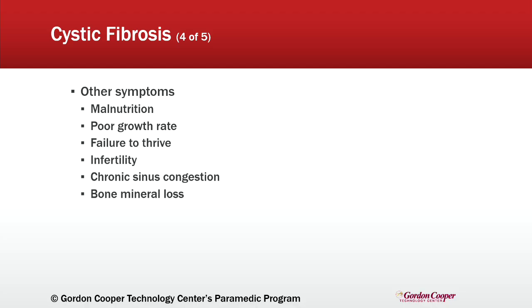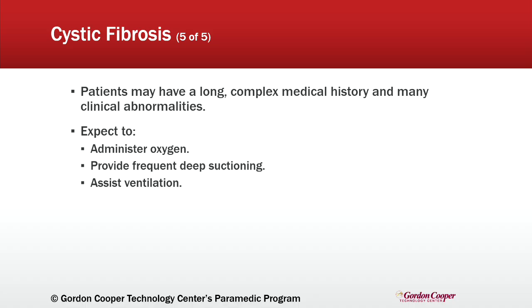Other symptoms of cystic fibrosis are going to include malnutrition with a poor growth rate. Patients may experience failure to thrive. Infertility could be an issue too. Chronic sinus congestion is common. Bone mineral losses. Medical devices may be used for long-term vascular access. Devices also may be used to promote lung function and mucus removal. And intermittent or continuous home oxygen therapy is not unusual and may be required in many cases.